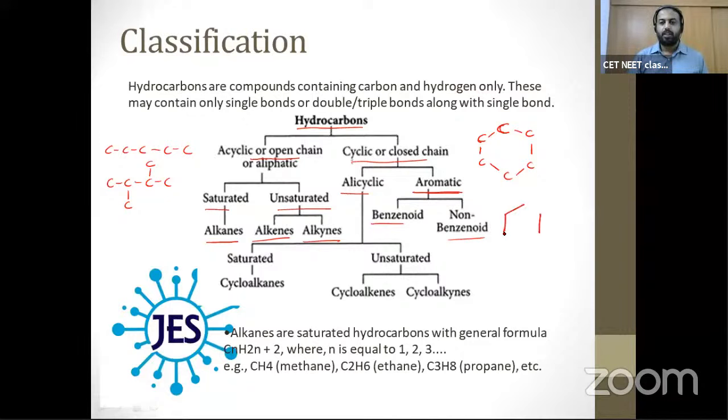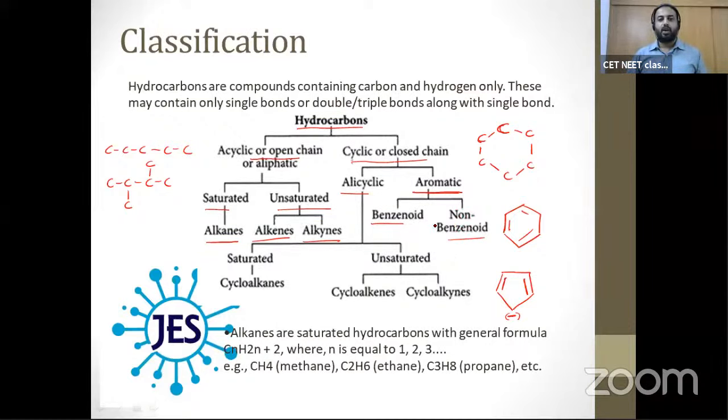This is the benzene structure. All compounds which have the benzene structure are benzenoid compounds. Those which are aromatic but do not have the benzene structure, for example, cyclopentadienyl anion. These are aromatic, but they don't have the benzene structure. Then you call them non-benzenoid aromatic compounds. So this is the broad classification of hydrocarbons.